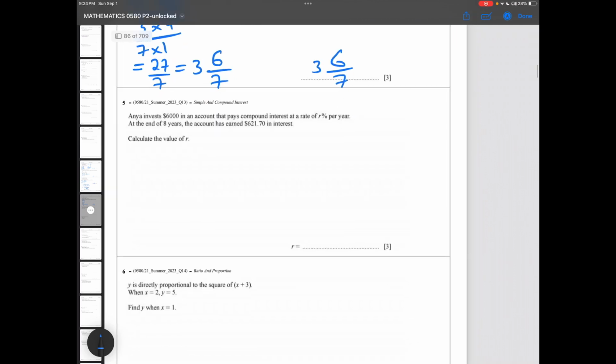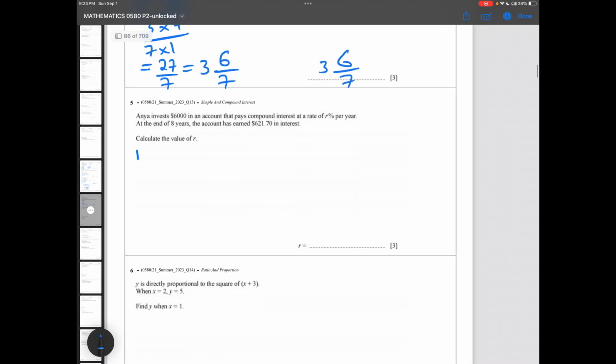Now let's move to question number 5. Question number 5 says Anya invests $6,000 in an account that pays compound interest at a rate of R% per year. At the end of 8 years, the account has earned $621.70 in interest. Calculate the value of R. So what I'm going to do is first write the formula for compound interest.